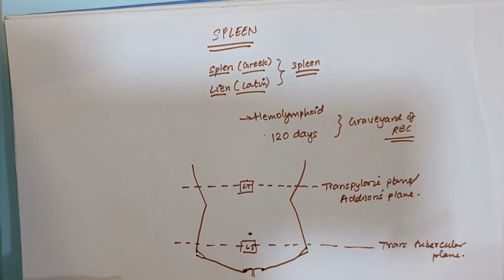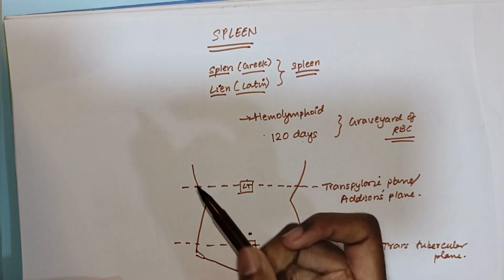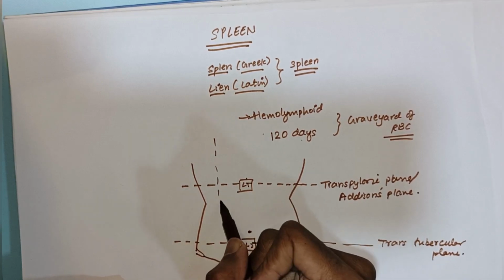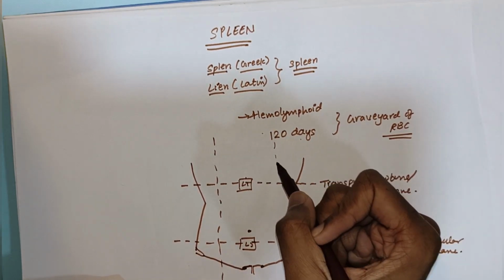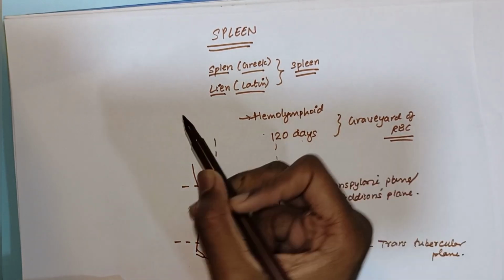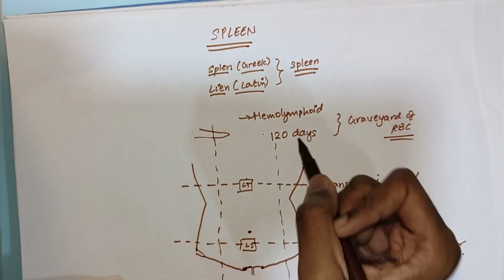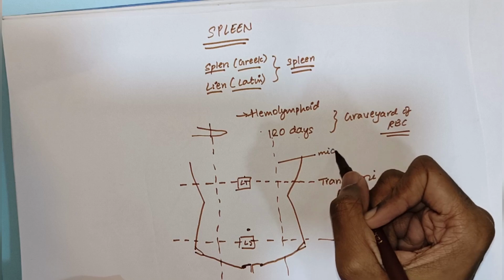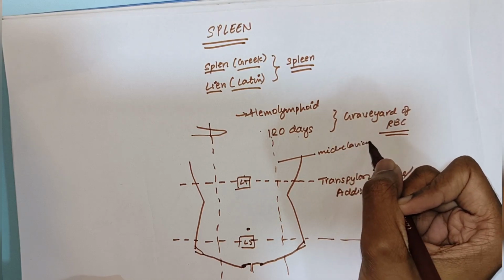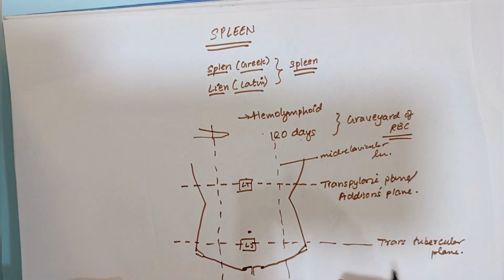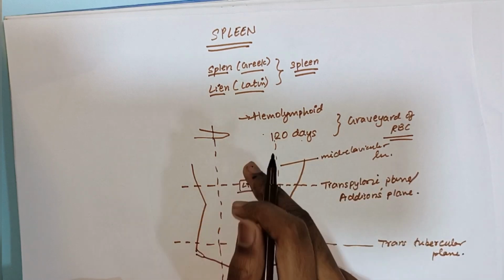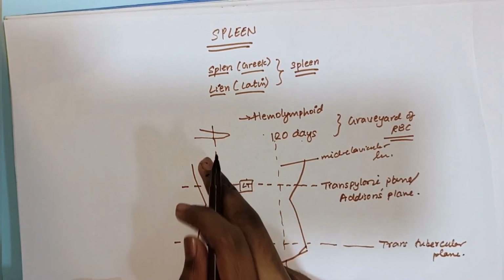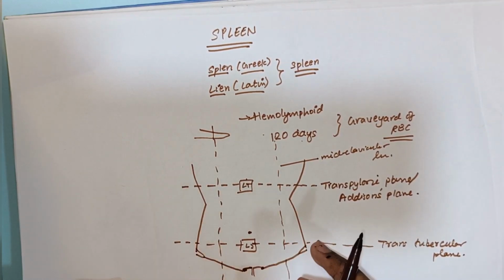Now, if I draw two vertical lines on either side, which pass through the midpoint of the clavicle, these two are referred to as the mid-clavicular line. So as you can see, the abdomen is now divided into 9 regions: 1, 2, 3, 4, 5, 6, 7, 8, 9 regions.